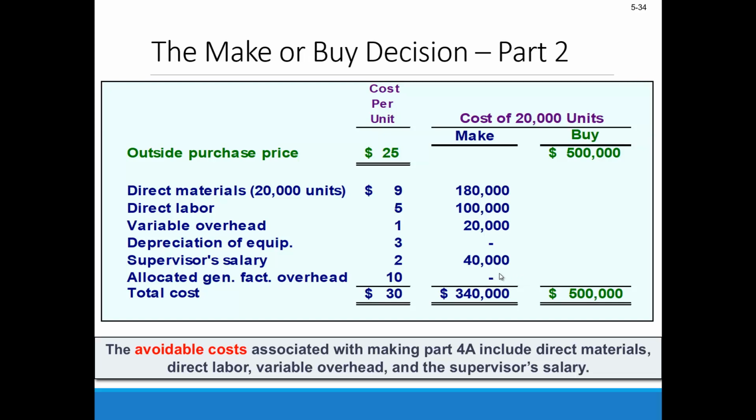So the avoidable costs associated with making 4A are all those variable costs and then the single avoidable fixed cost of the supervisor's salary. And when we look at that side by side, we can already see a pretty clear picture of what our decision would be. Even though on paper it looked like it would be cheaper to buy it from the outside supplier at first glance, because of the fact that some of these costs are unavoidable, it's actually cheaper for us to continue to make it in-house.